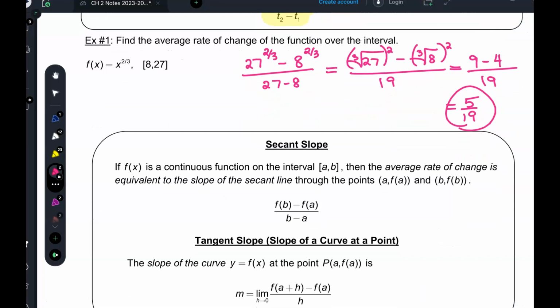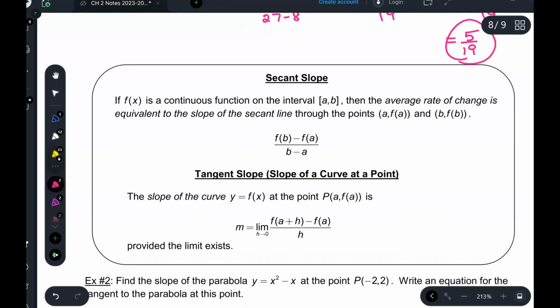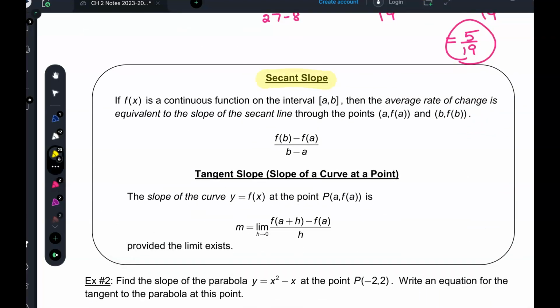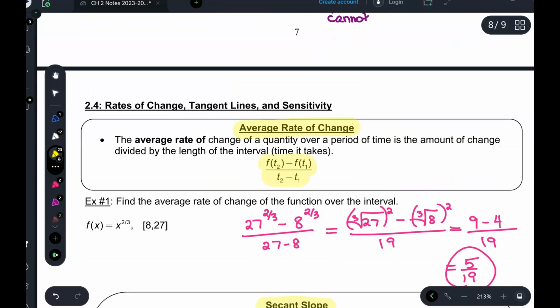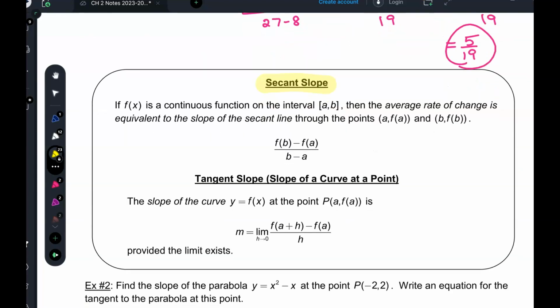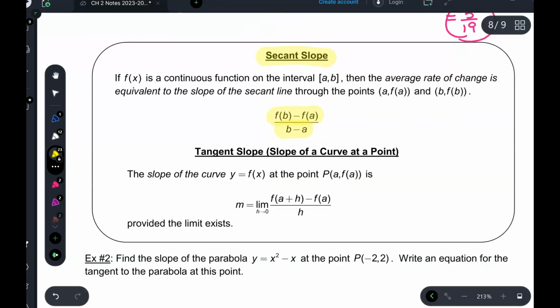Okay, good. So these two, average rate of change and the secant slope, are the same thing. Average rate of change is in reference to time. Secant slope is just in general. Okay, that's what we did.